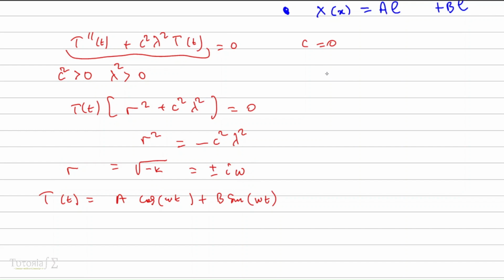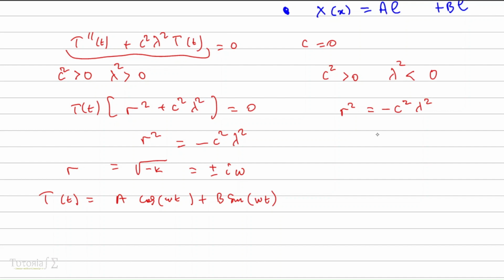So we do the same. We can maintain c squared greater than 0, but now lambda squared is less than 0. We can even start from here: r squared is equal to negative c squared lambda squared. So now if c squared is greater than 0 and lambda squared is less than 0, when you multiply them, what type of number are you getting? No, check what is on the screen.